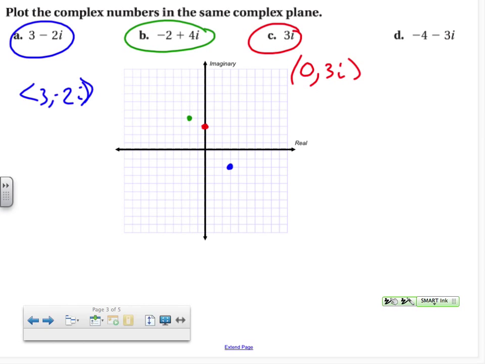For part D, negative 4 minus 3i. Our components are negative 4 on the real, negative 3i on the imaginary. So 4 backwards and 3 down is right there. So to graph numbers on the complex number plane, you take the real and you're going to put it on what looks like the x-axis. It's not, it's the real axis. And the imaginary, put it on what looks like the y, but is really the imaginary axis. All right? So it's just like an ordered pair. Real, comma, imaginary.